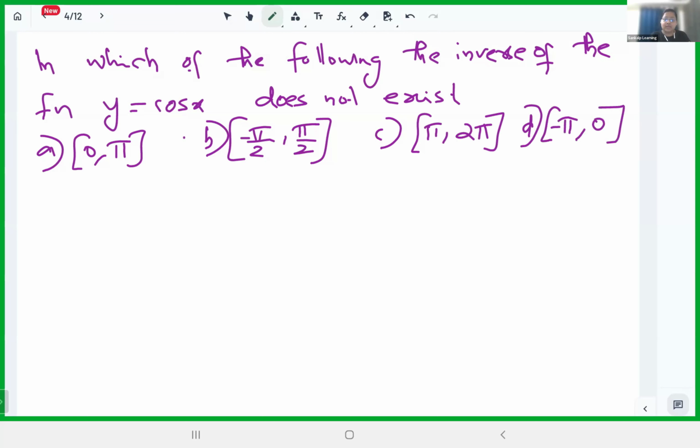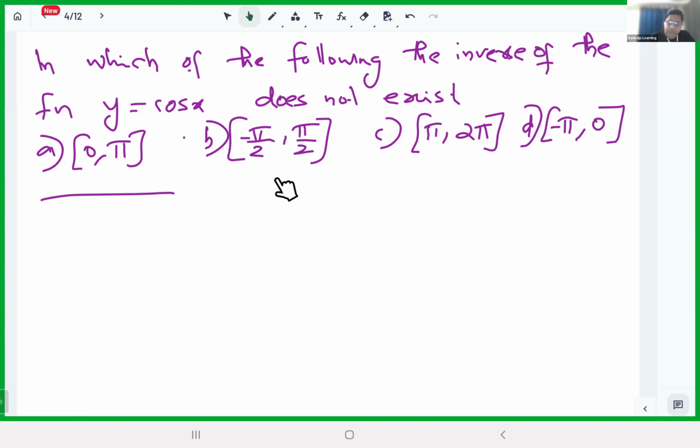All right, y equal to cos x is our function, and they are asking in which of the given intervals the inverse does not exist. Since y equal to cos x, its inverse is cos inverse x, isn't it? So we need the interval where cos inverse x does not exist. What is the principal value branch of cos inverse x? We know it is the closed interval 0 to pi. So in that particular interval, cos inverse definitely exists.